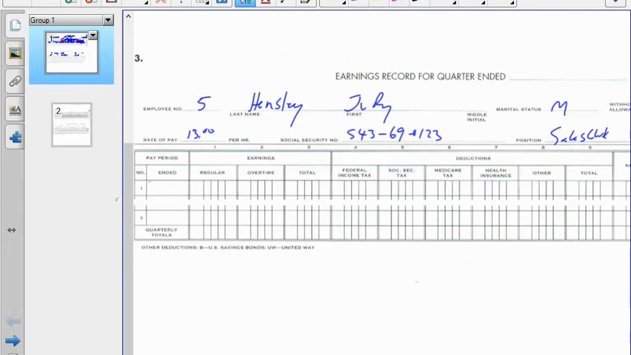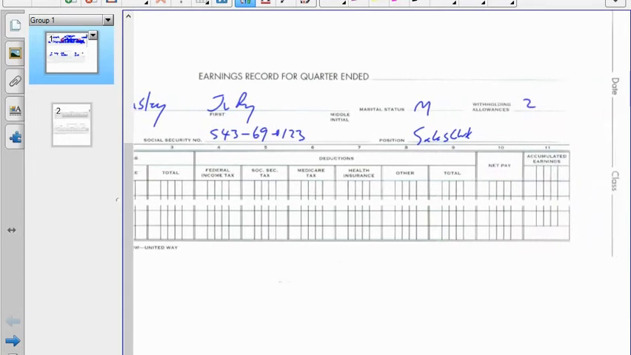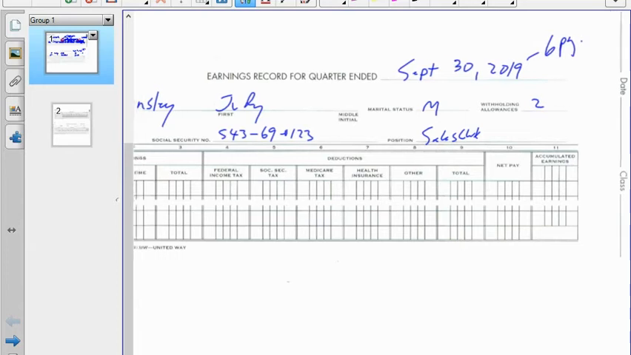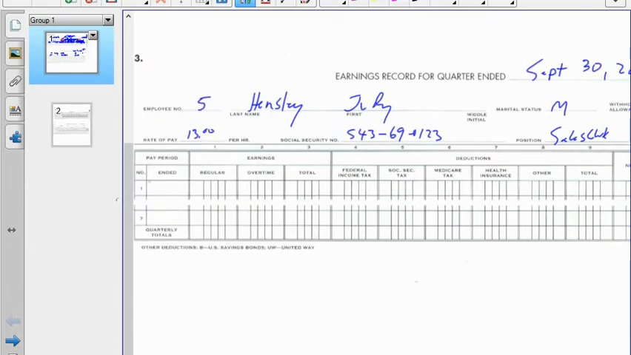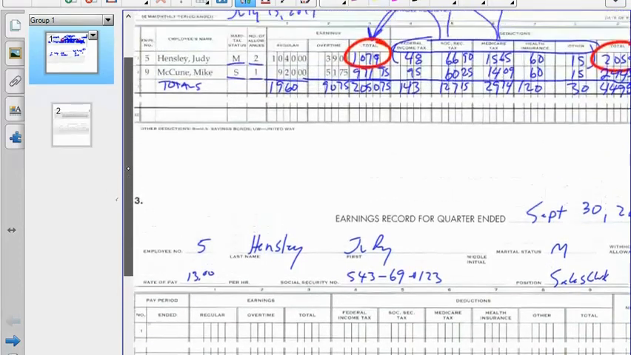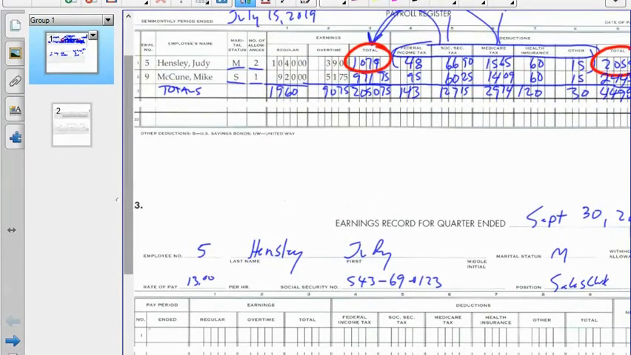Now, this pay period, this quarterly earnings report, is going to run until September 30th of 2019. So again, these are 6 pay periods. The one we just got done calculating, this July 15th, is the first pay period. Right? So what we're going to do is take Judy's information from up top, drag it down and fill it in on this first line.